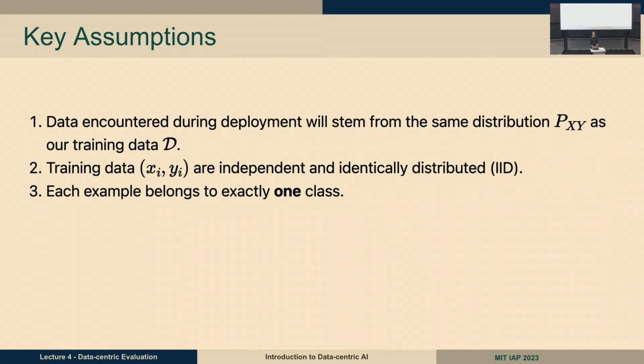But this process has some key assumptions. One is that, as I mentioned previously, the deployment data will stem from the same distribution as the training data. It's also assuming that the training data are independent and all from the same distribution, and that each example belongs to exactly one class. And we saw in past lectures that these assumptions might not always be true in the real world.